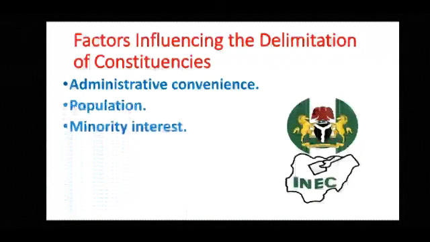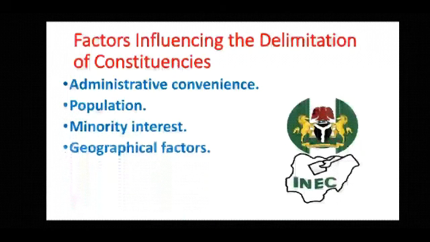Again, we have minority interest. Some areas have been carved out as a constituency, not for their large areas or population, but most importantly, to satisfy the interests of minorities. Again, geographical factor. This relates to the topography of the area. A constituency area must be considered in relation to its accessibility.